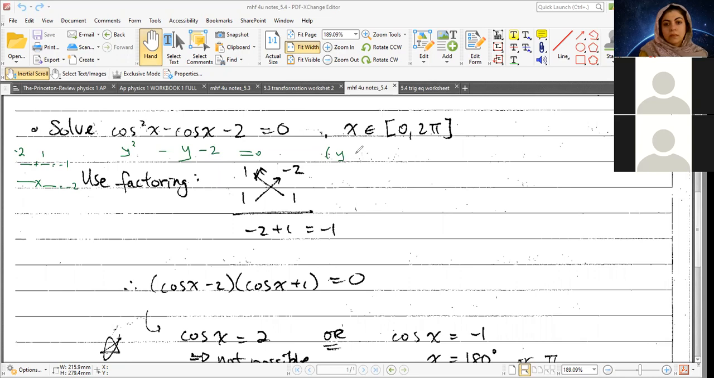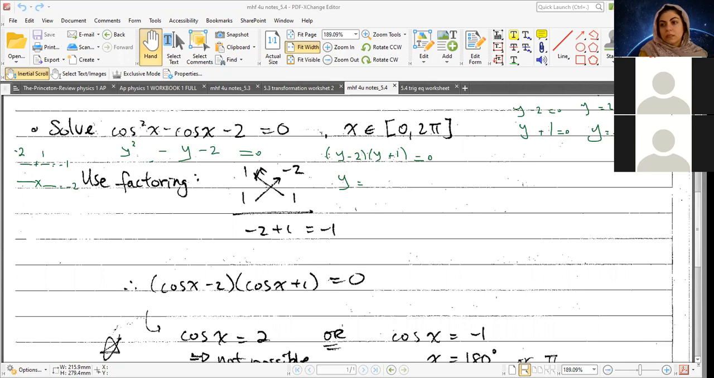(y minus 2)(y plus 1). Minus 2 and plus 1, where does it come from? Because these two numbers are -2 and 1, right? Therefore, y is equal to the zeros of that. Put the first bracket to 0: y minus 2 equal to 0 means y equals 2. Second bracket equal to 0: y plus 1 equal to 0 means y equals -1. Now, instead of the y, I'm going to put back cos x, right?